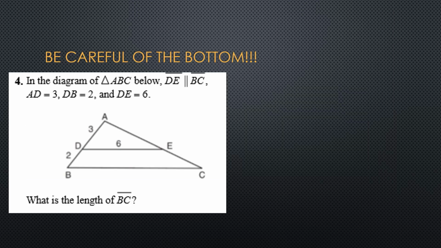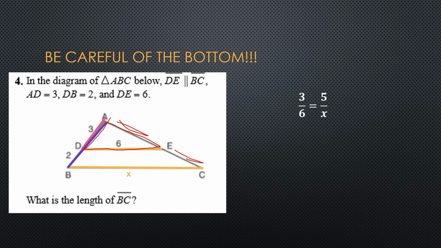Now, something different that will look like the side splitter theorem. In this case, be careful of the bottom, by which I mean the bottom side of the triangle. In this case, it's not the side splitter theorem, because we're not dealing with this side and this side. We're dealing with the small triangle and the big triangle. The reason that is so important is because 6 and x correspond, but here's the part that people usually get thrown off with. It is not 3 and 2. It would be 3 and 5 because it's the entire side of the triangle. It is not the side splitter theorem when you're dealing with those bottom parts.